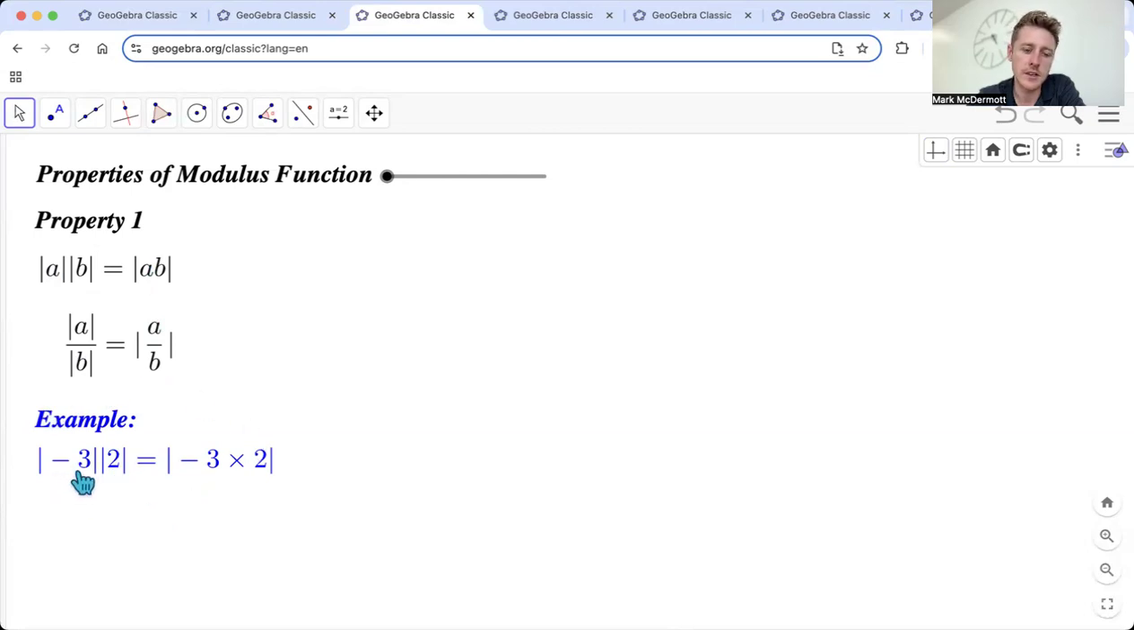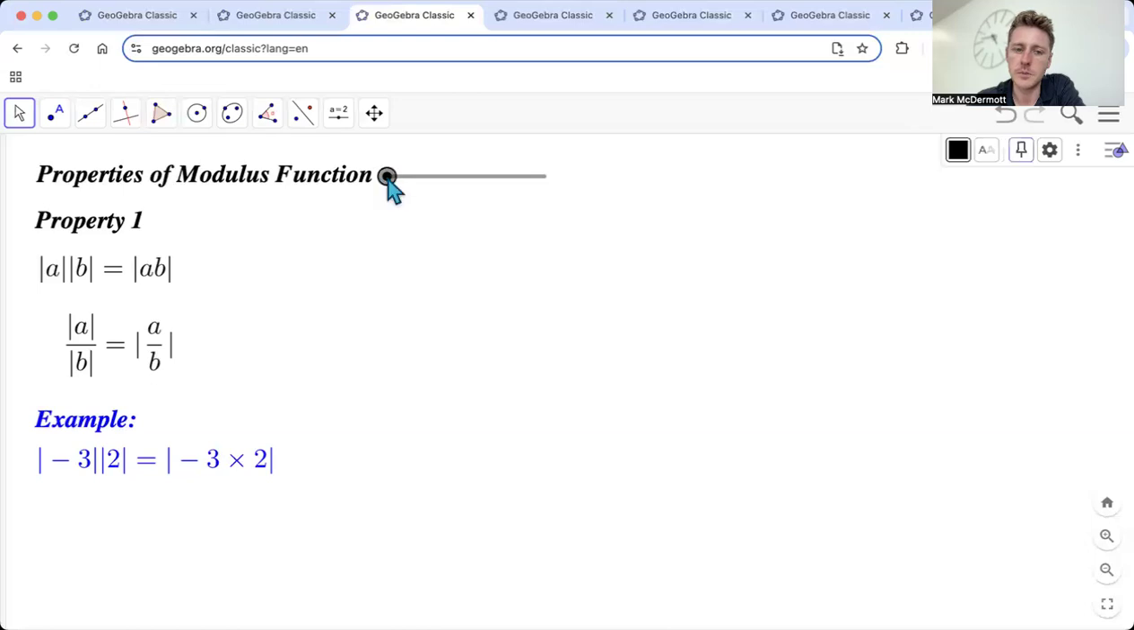If we pick some random numbers for A and B, if A is negative 3 and B is 2, well, the absolute value of negative 3 is 3. So this is going to be 3 times 2, so the left-hand side equals 6. Inside the absolute signs on the right, we've got negative 3 times 2, which is negative 6. Take the absolute value of that, and it gives you positive 6. So this property holds for the modulus function. The same is true with division: the absolute value of A divided by the absolute value of B is equal to the absolute value of A over B. Again, pick some numbers and see that that works, so that you're satisfied with that.